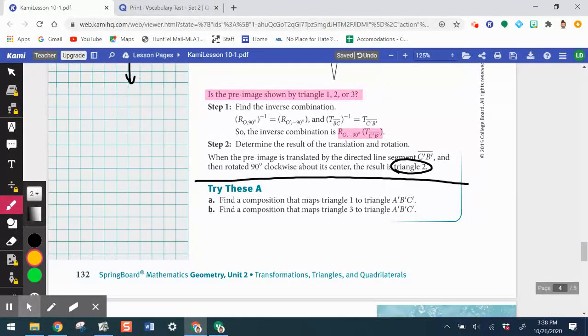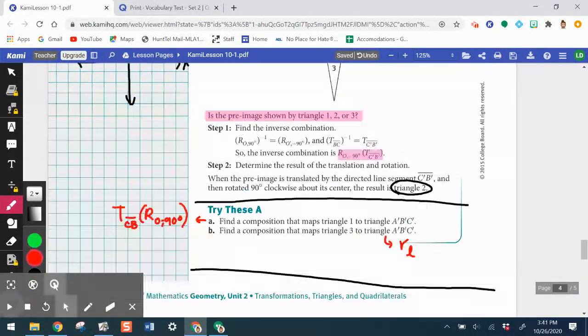Now looking at try these A, they want us to find a composition that maps triangle 1 to triangle A prime, B prime, C prime, and then find a composition that maps triangle 3 to triangle A prime, B prime, C prime. So take a second as we near the end of our lesson. Take a second, you can draw a line if you want to, and try these A and B. So on A, I really try to stick to it. You'll see I did something a little bit unique on B.